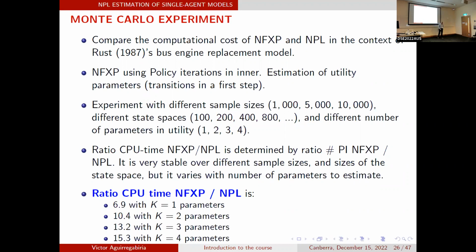That's the reason why it could be either way, and it would not be surprising at all that there may be situations where the nested pseudo likelihood at the end requires many outer iterations, such that we end up having more policy evaluations than the nested fixed point. This is not at all a general property of the two algorithms. Okay.